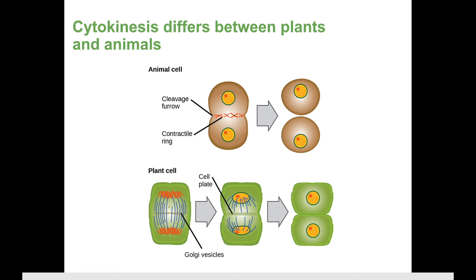This is different than plant cells. In plant cells, you form something called a cell plate. And this cell plate will eventually turn into a cell wall, and that will physically separate the two daughter cells. What you'll notice is there's some space between animal cells. You don't have that much space, if any, in between plant cells. And that's because you're using a cell plate versus a cleavage furrow. So make sure you can tell the difference between cytokinesis in plants and cytokinesis in animals.